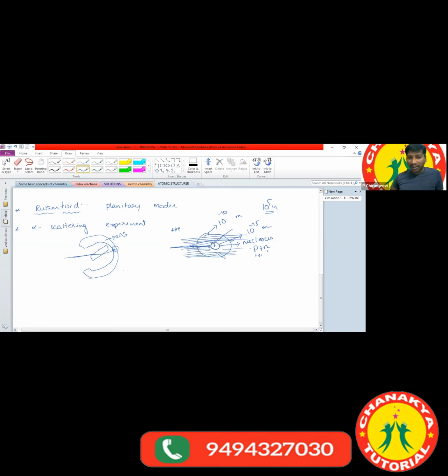How? According to the classical electromagnetic theory, electrons are revolving around the nucleus in a circular path. When the electrons revolve around the nucleus with high velocities, they lose energy continuously. When they lose energy continuously, they cannot travel in a circular path. They travel in a spiral path, and finally they fall into the nucleus.